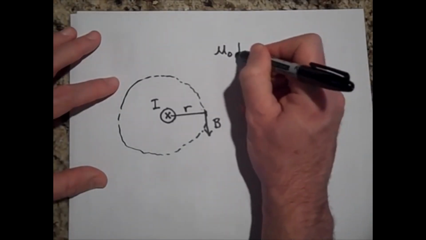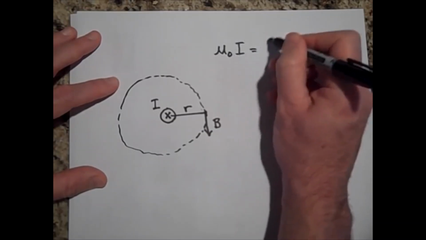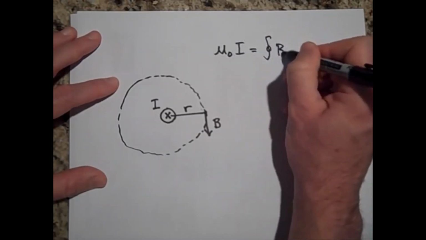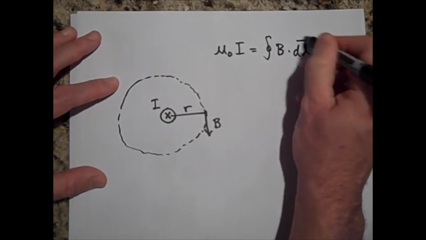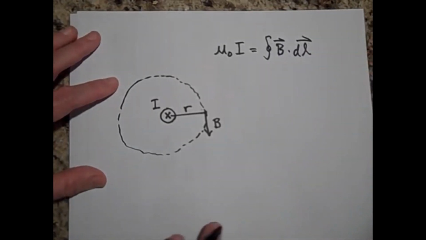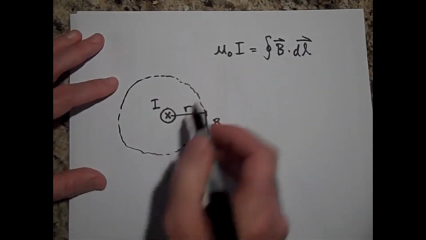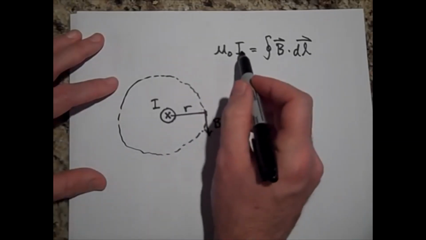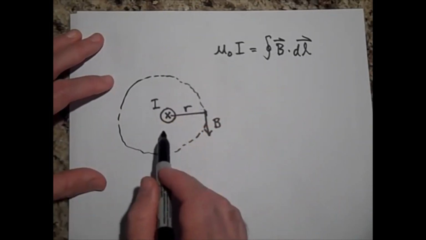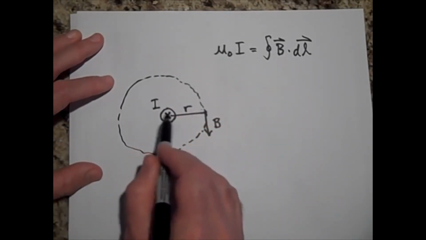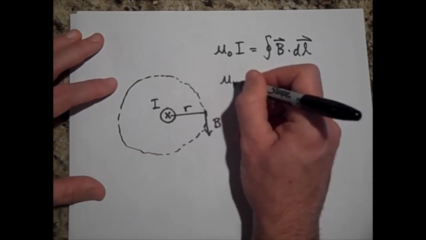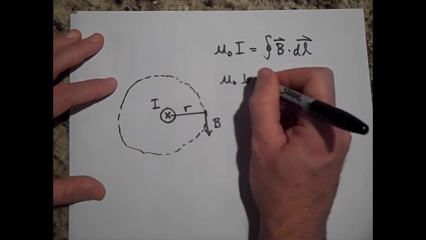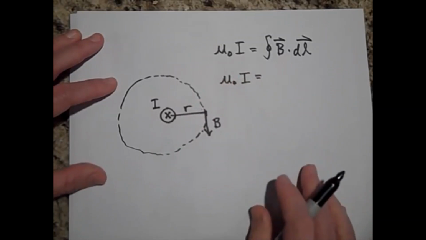Mu naught I through the Amperian loop is equal to the closed loop integral of B dot dl. And then the first thing I'm going to do is say how much current is going through the Amperian loop. Well, all of it is. All this I is going through the Amperian loop. So I'm just going to say mu naught times I. I'm done with that side.